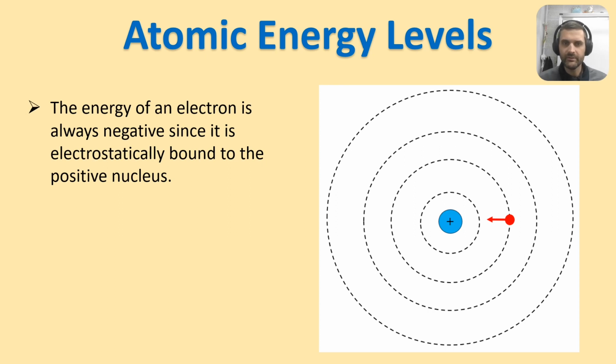All the energy levels that the electron has in the atom are going to be negative energies. So in electrostatics, when a negative charge and a positive charge are attracted to each other, we say that they're electrostatically bound, so they have negative potential energy. Now, the electron does have kinetic energy, but it's not enough to overcome the negative potential energy it has, trapping it in the atom.